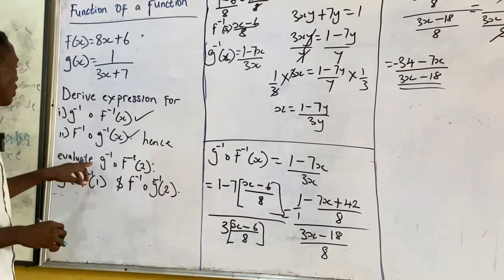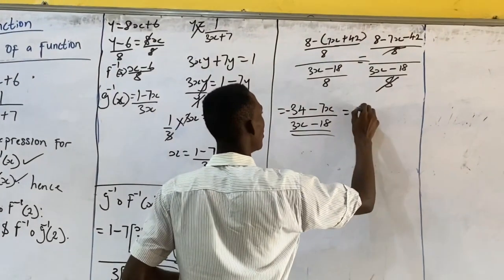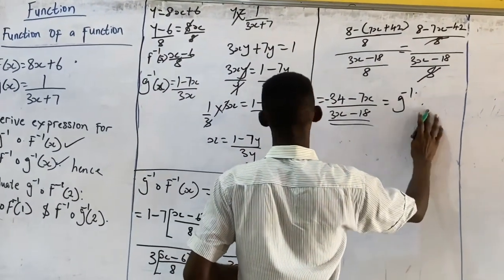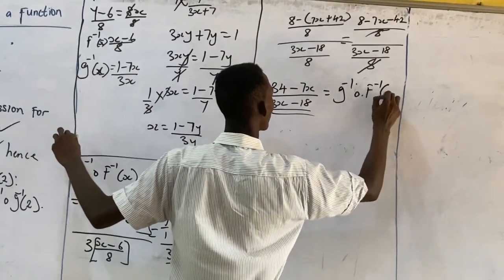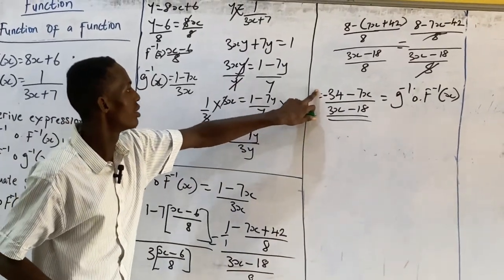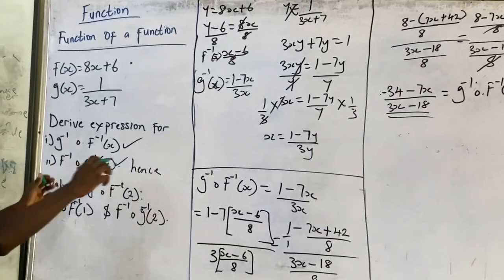So now, since you have got this, this is our G inverse of what? G inverse of F inverse of X. This is what it represents. Are you with me? Sorry, I'm doing it inverse. It's still the same thing.